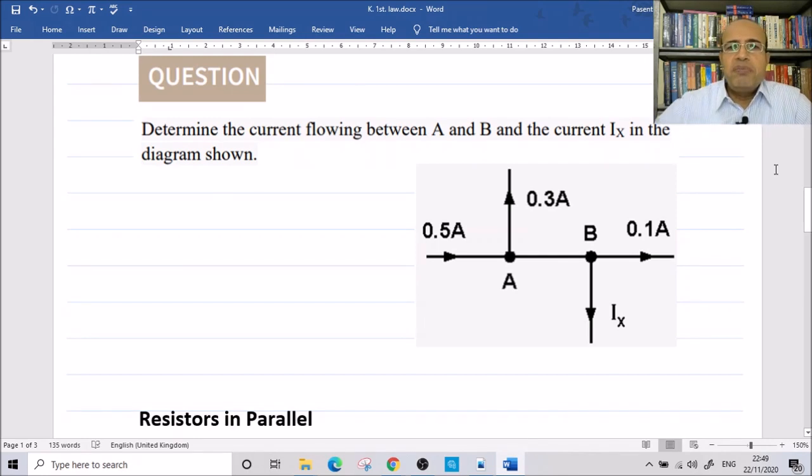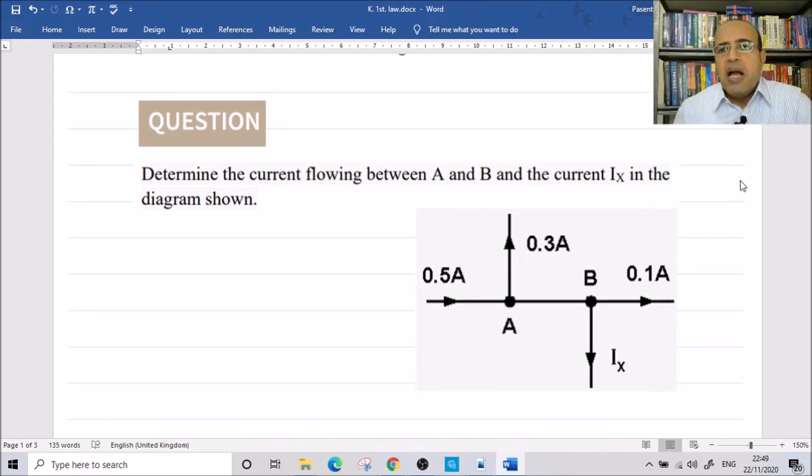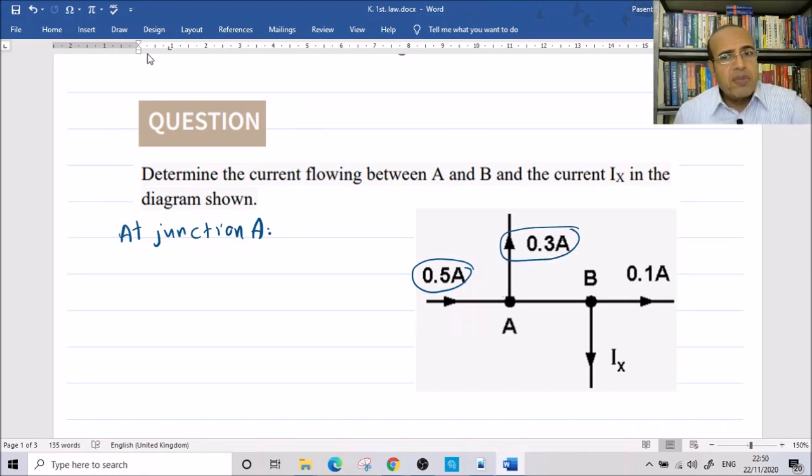Determine the current flowing between A and B and the current Ix. This is junction A. At junction A, the current in is 0.5 ampere. The current out is 0.3 ampere. So the current in is greater than the current out. So at A, the current through AB must be out, not in, because the current in must equal the sum of currents out.